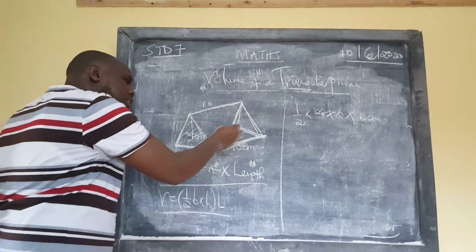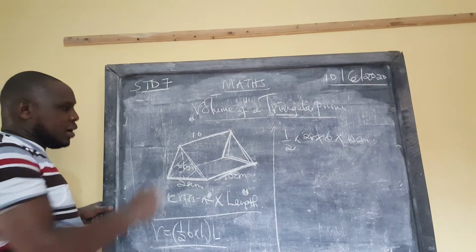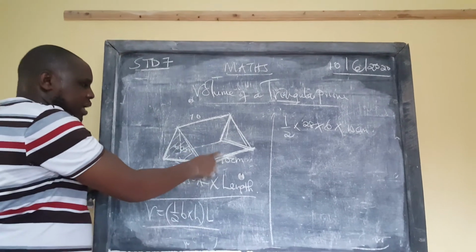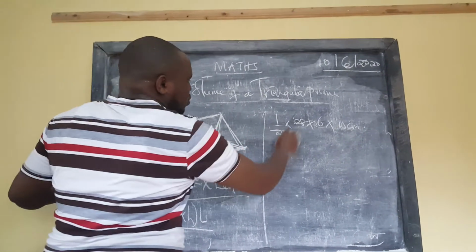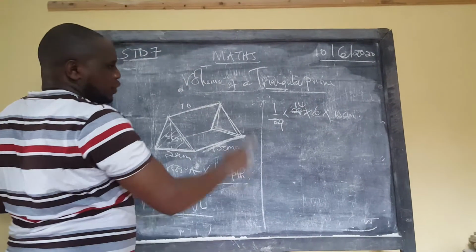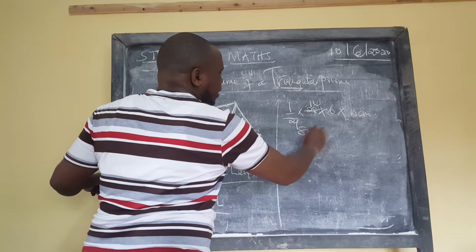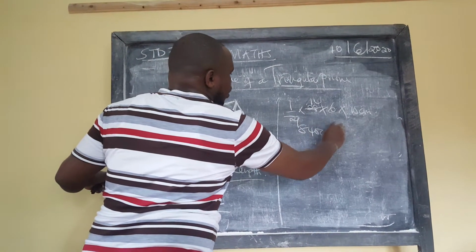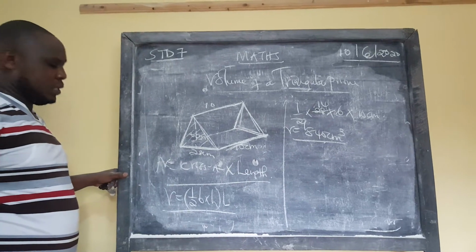Even if they give you this one on the other side, it's still the same. So long as they have given you any of these three, this side, this, or this, it means the same. So half of 28 is 14. 14 times 6 is 84. Then 84 times 10 is 840 centimeters cubed. So our volume is going to be 840 centimeters cubed.